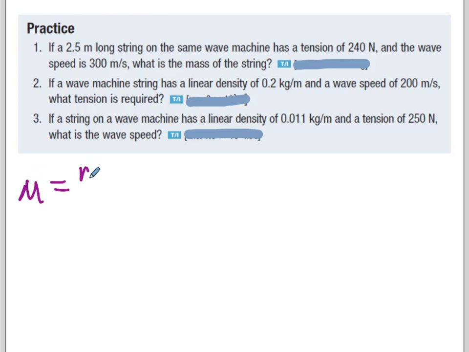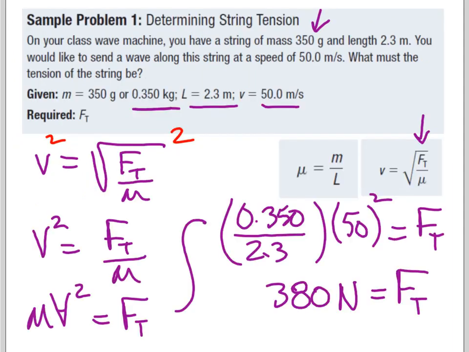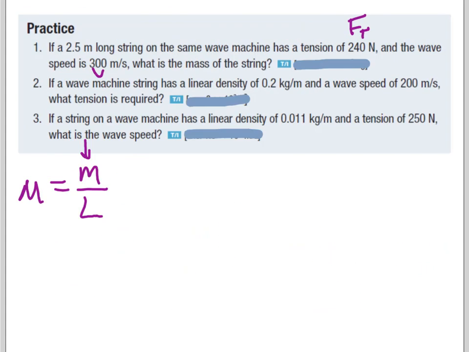So we need mass over length. We're looking for m. That's our goal. We have an F_T. We have a v. Okay, so if we go back and look at our formulas here, v equals the square root of F_T over the linear density. So v equals square root F_T over mu.